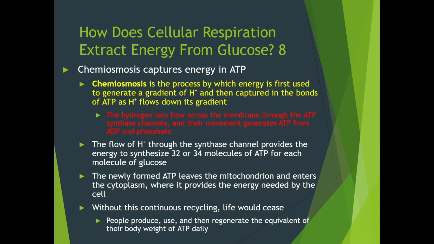So the flow of protons, or H+, through the ATP synthase channel actually provides the energy to synthesize about 32 or 34 molecules of ATP for each molecule of glucose. All that newly formed ATP leaves the mitochondria. It enters the cytoplasm, and it provides the energy needed by the cell. Without this continuous recycling, without the process of aerobic cellular energy, life would cease. People produce, use, and then regenerate the equivalent of their body weight of ATP daily. It's essential that something like cellular respiration can occur. That's also why it's essential for us to have oxygen in our body and eventually in our cells.